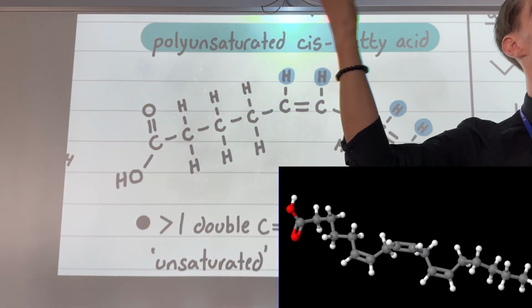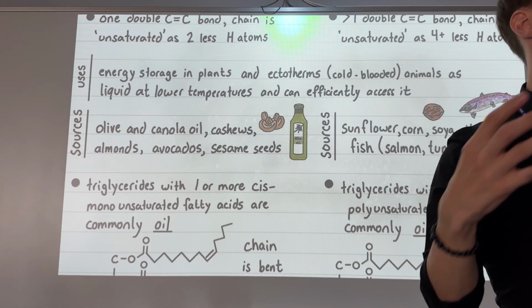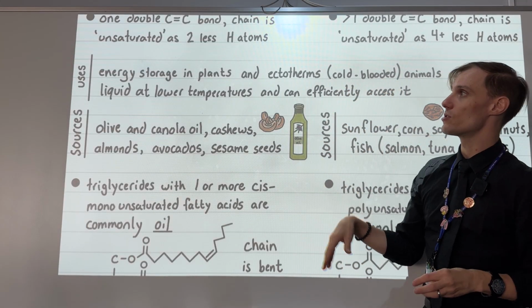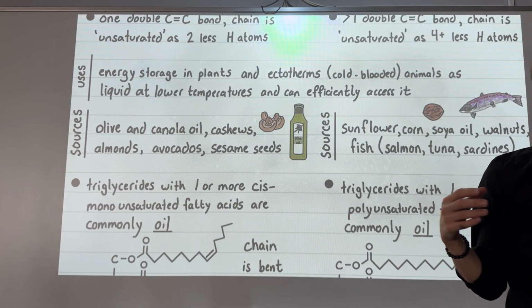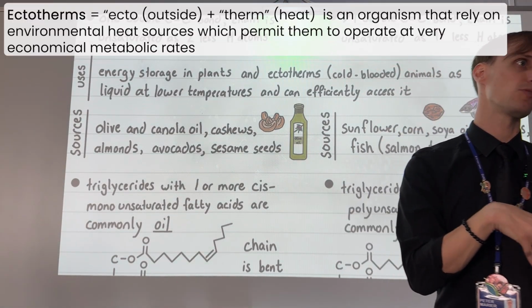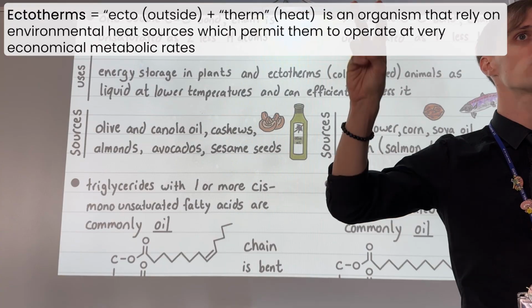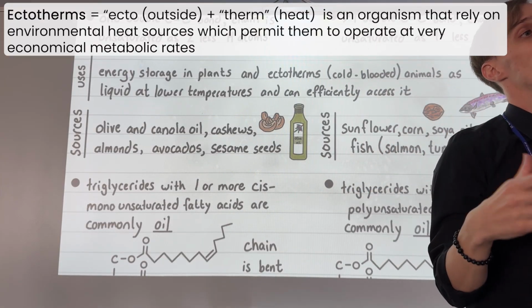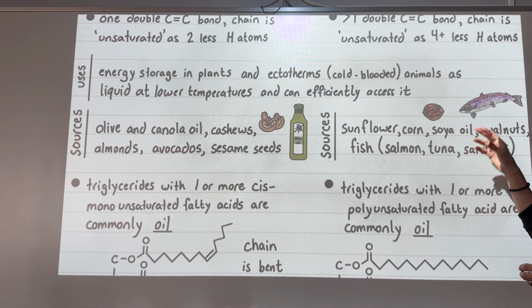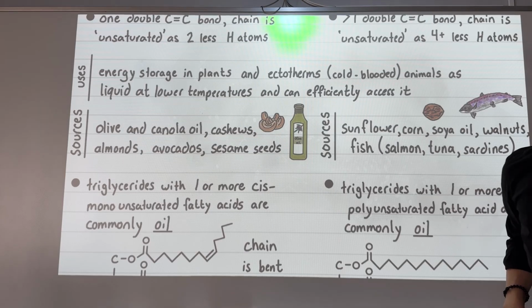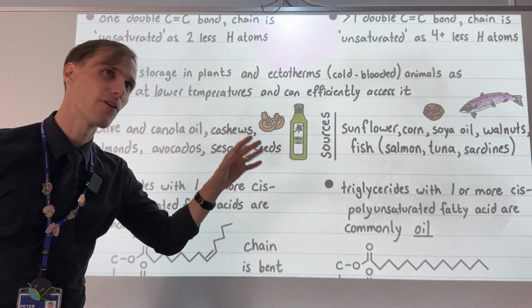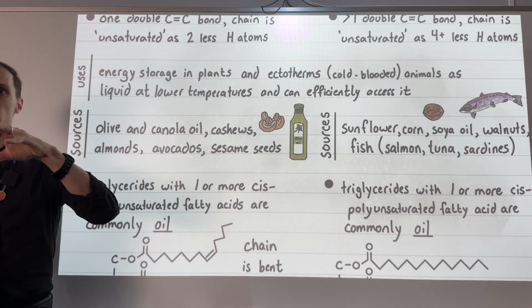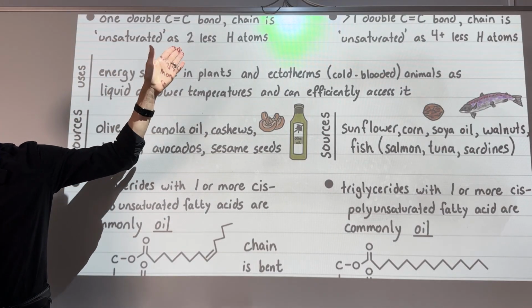So where do we find these in nature? Just like in endothermic animals, these are also used as long-term energy storage, but they're not so much found in endotherms, they're found in ectotherms, or what you would know maybe as cold-blooded animals or cold-blooded organisms. So things like a lot of fish, or in plants. Plants primarily store their lipids as unsaturated fatty acids.